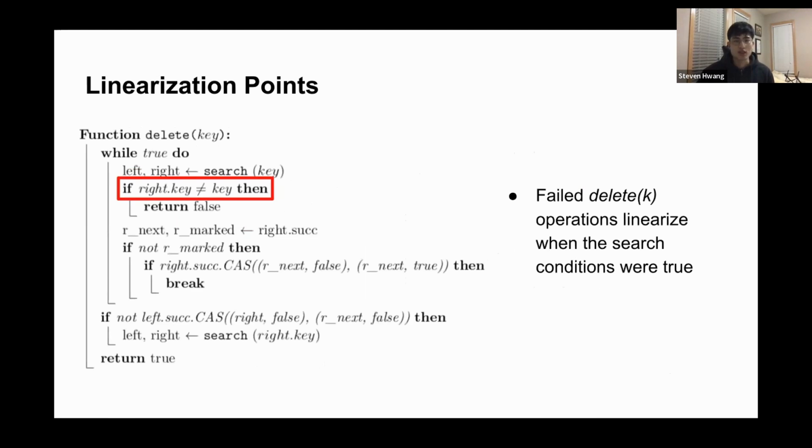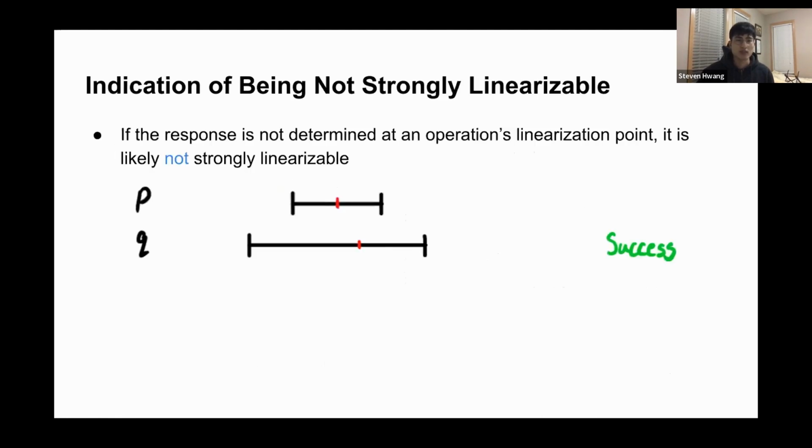Same for the delete method. A failed delete method linearizes when the search conditions were true. So one possible indication of an implementation not being strongly linearizable is when there's an operation where the response isn't determined at the operation's linearization point.